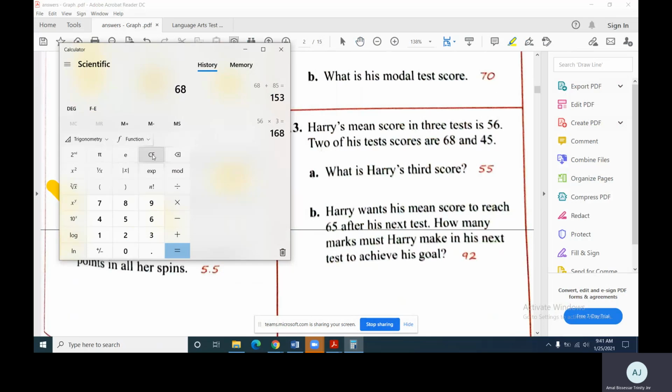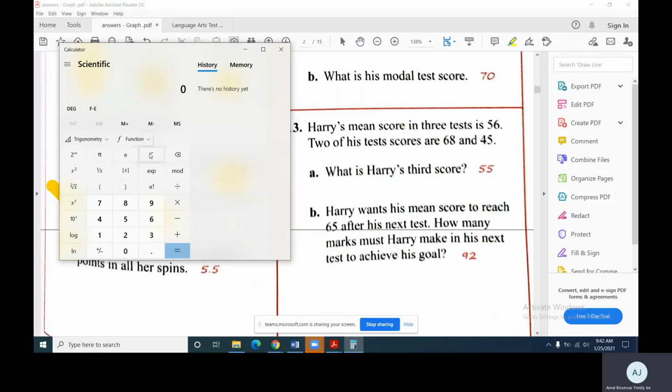It's actually 68. I did the wrong number, and 45. It'll be 113. So you have 168 as the total after getting 3. And then 113 for the 2 numbers. Answer is 55.